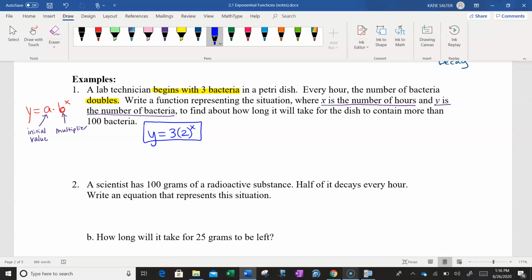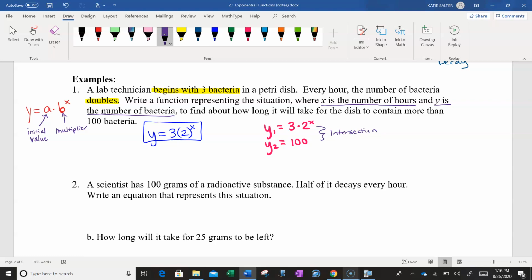Okay, so to answer the next part, we want to know when it will contain more than 100 bacteria. So we can use technology to do this. You can use Desmos or your graphing calculator. What we will do is in y1, we would put in our function, which is 3 times 2 raised to the x. And then in y2, we're going to put 100. And we can find the intersection of those 2 graphs. One will be the exponential function and one will be a horizontal line.